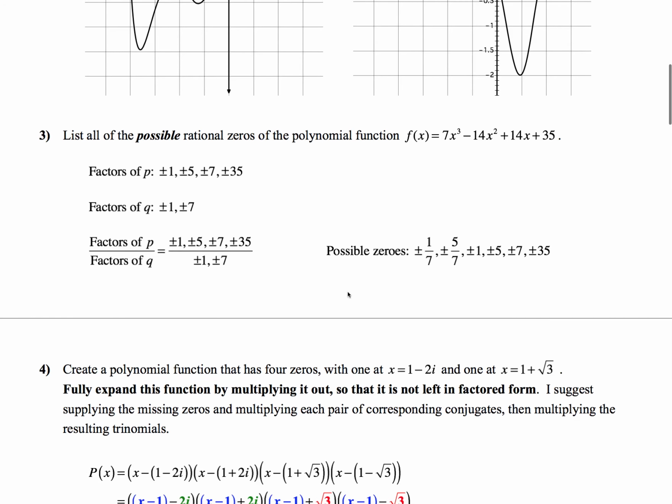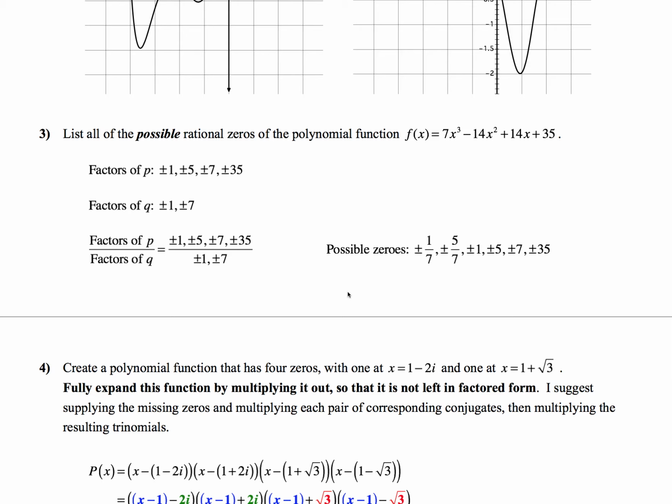Now the third question asks us to list all of the possible rational zeros of this polynomial function. And to do that, we need to identify the p and the q. The p is the constant term, the q is the coefficient of the leading term, the leading coefficient. And all of the possible zeros requires all the factors. We list all the factors of the constant term as the factors of p. Well, what are the factors of 35? 1, 5, 7, and 35. That's all there is. Those are the only ones.